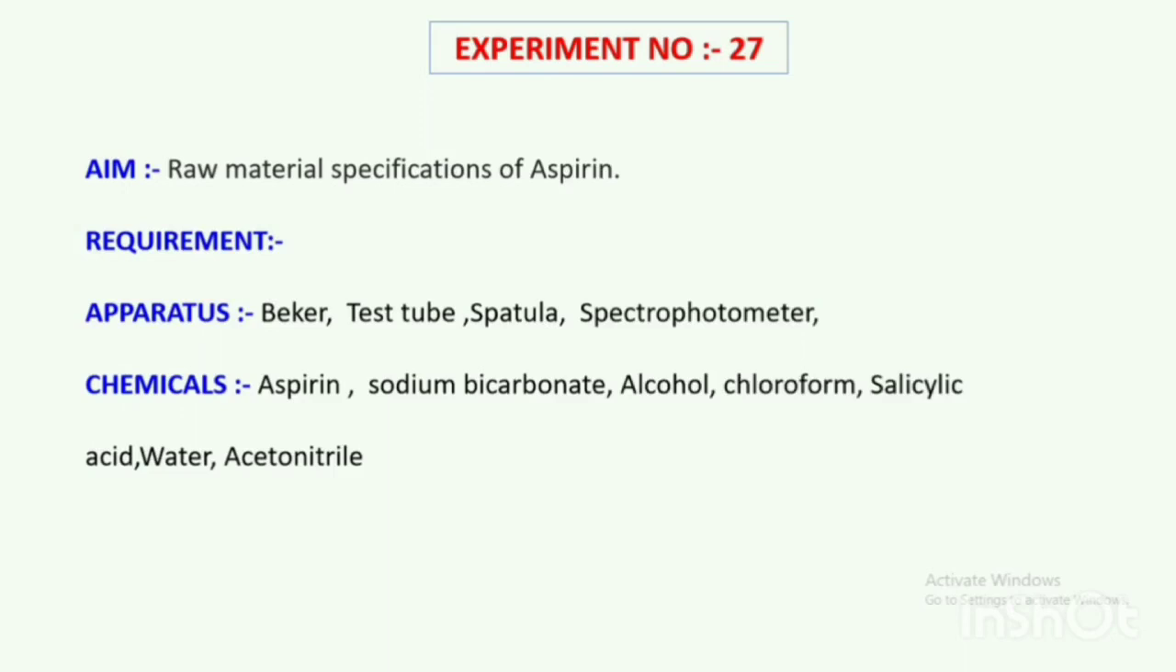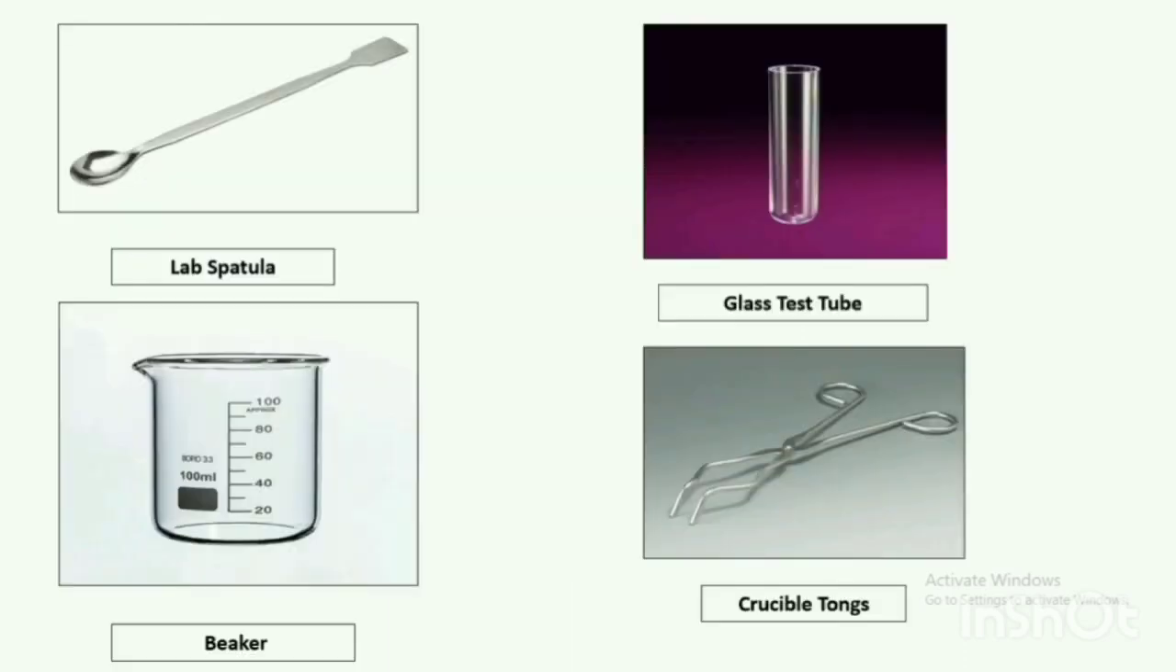Experiment number 27. Aim: raw material specification of aspirin. Requirements. Apparatus like beaker, test tube, spatula, spectrophotometer. Then chemicals: aspirin, sodium bicarbonate, alcohol, chloroform, salicylic acid, water and acetonitrile. These are the apparatus which are used in this practical.